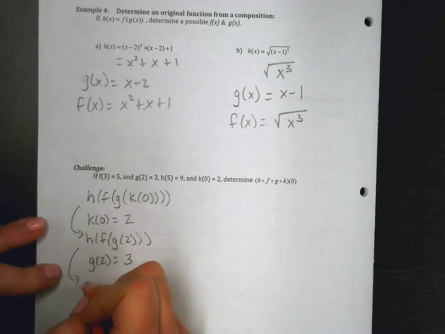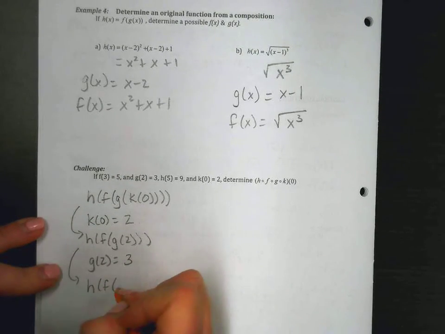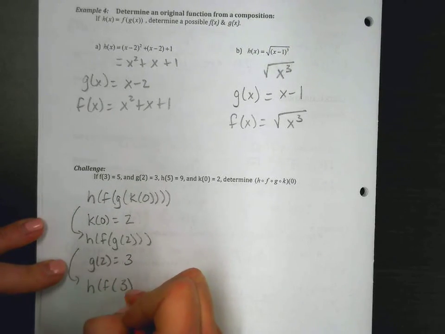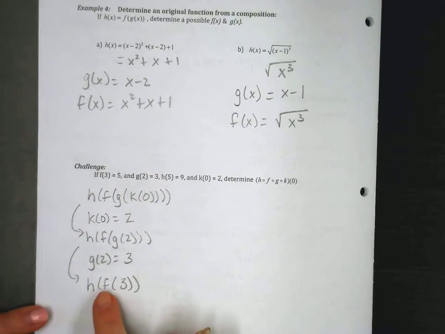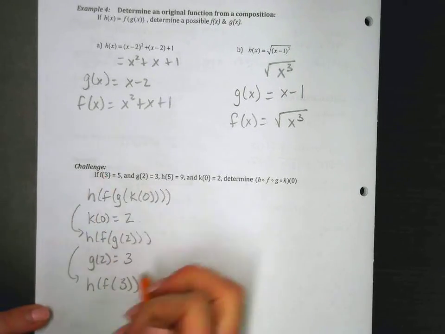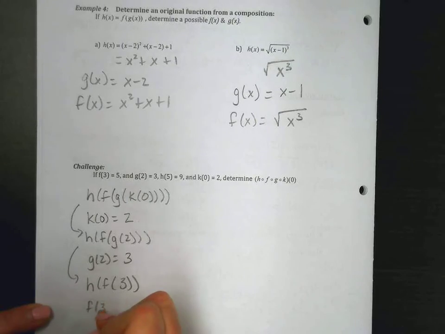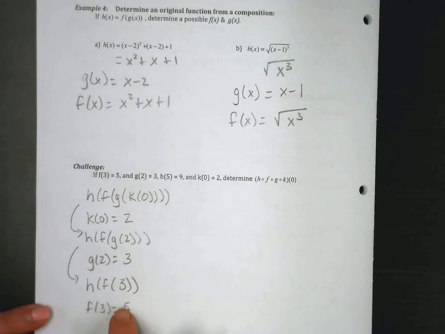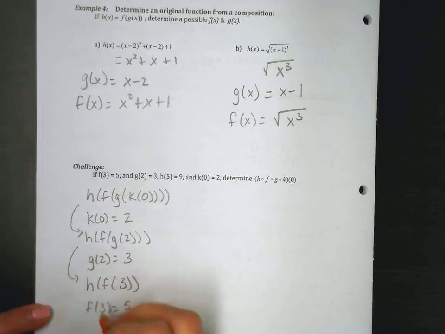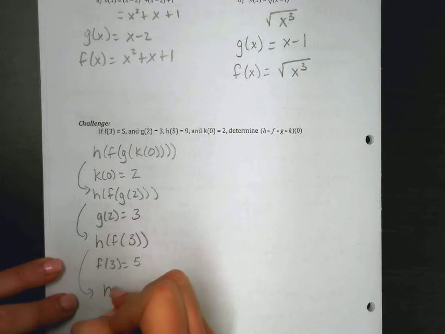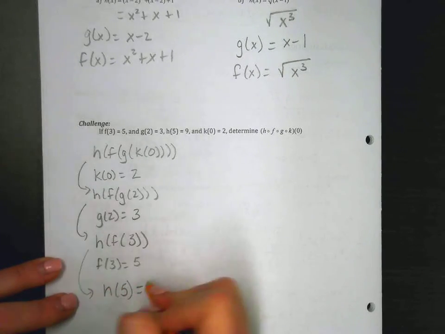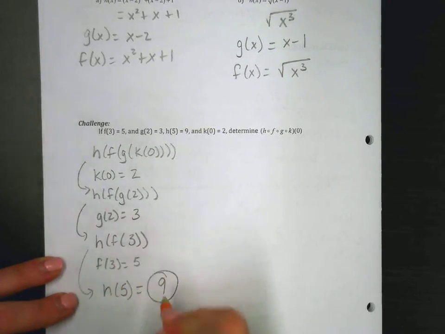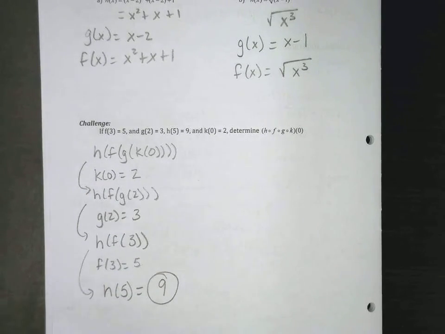So now I'm going to find h at f at 3. Well, now I'm going to find f at 3, which is 5. So now I'm going to replace f at 3 with a 5. And finally, h at 5, which gives me 9. So my answer would be 9. Okay, and so that is the end of composition of functions.